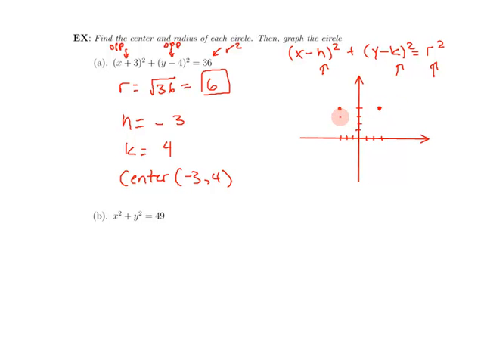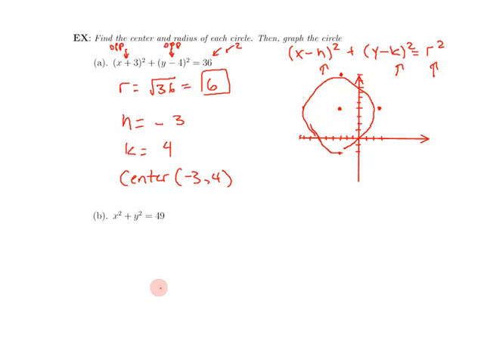Let's go down 6. 1, 2, 3, 4. Down 2 more is 6. Left 6, so 1, 2, 3, 4, 5, 6 is right there. And then up 6. 1, 2, 3, 4, 5, 6 right there. Okay, and then do the best you can for drawing a circle. Fortunately, you've got a computer tool for your homework, so yours won't look nearly as bad as mine just did, but you get the idea. That's the circle.